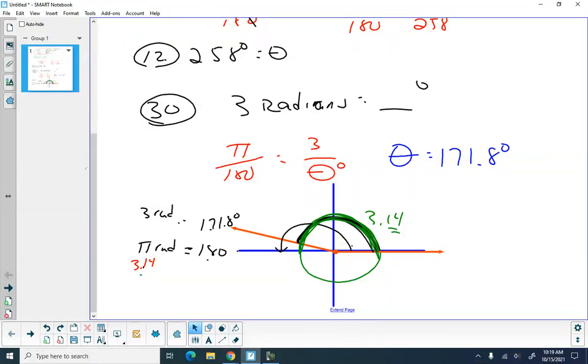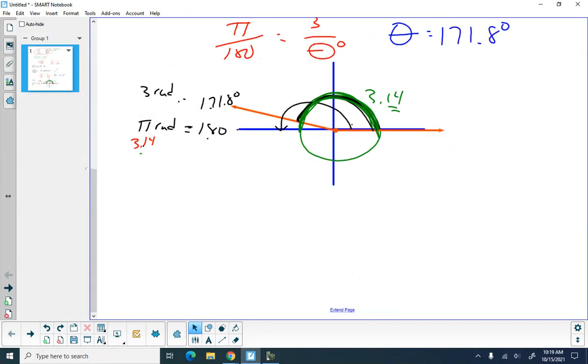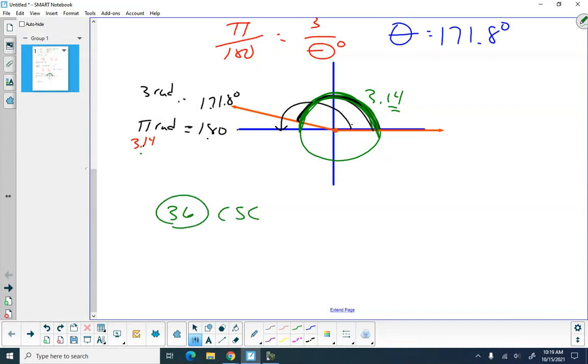Down to the bottom, don't worry about the pi's and the pi's over 2. 33, don't worry about. Let's take a look at 36. Cosecant of 4 pi over 3. We want to calculate the cosecant of 4 pi over 3. Once again, make life easy on ourselves. This changes to degree mode.